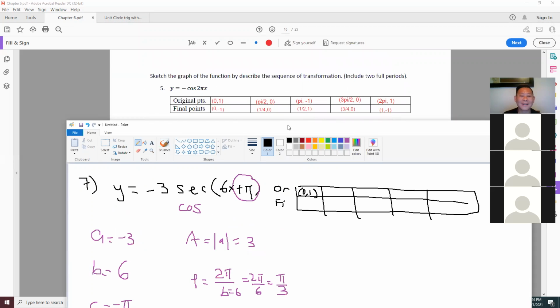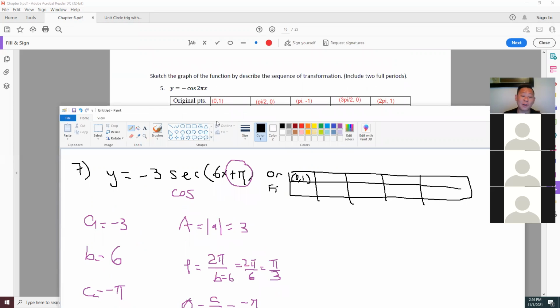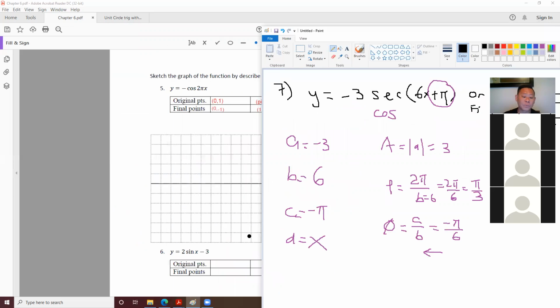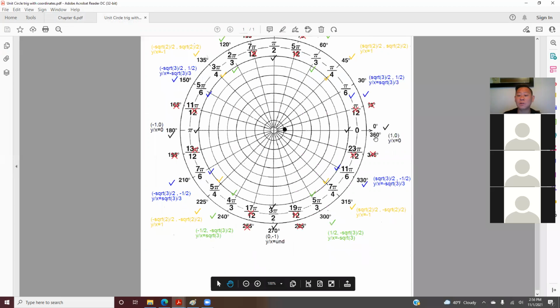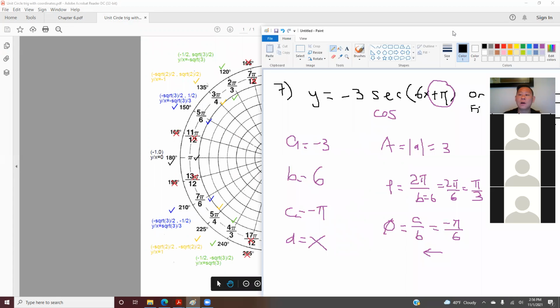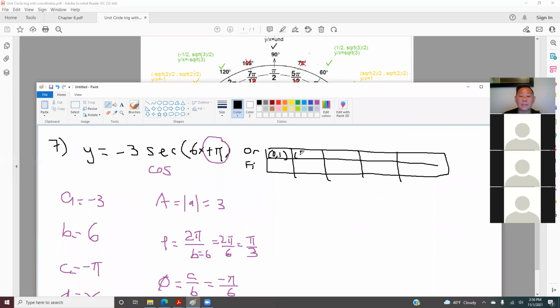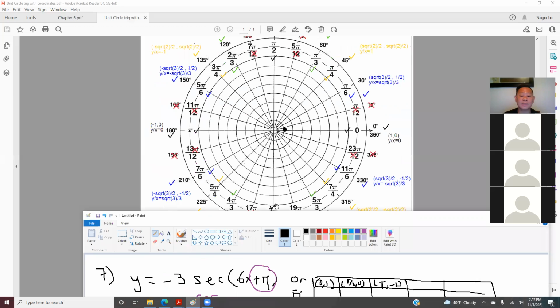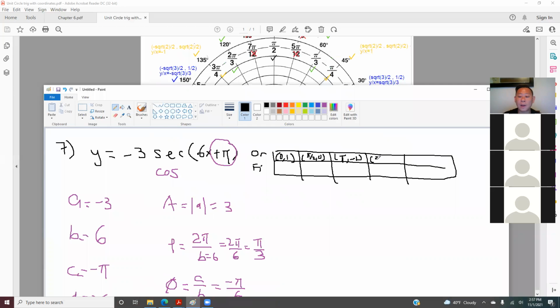Yes, that's correct. If you do not know this, you just refer back to your unit circle. You just use your x value in this case. Okay, so (0, 1), pi over 2 will be at 0. Pi will be at negative 1, because if you look at this, your x value is negative 1 at pi. And then 3 pi over 2 will be at 0. And then 2 pi will be at 1 here. Sorry, my bad handwriting. This is 3 pi over 2.